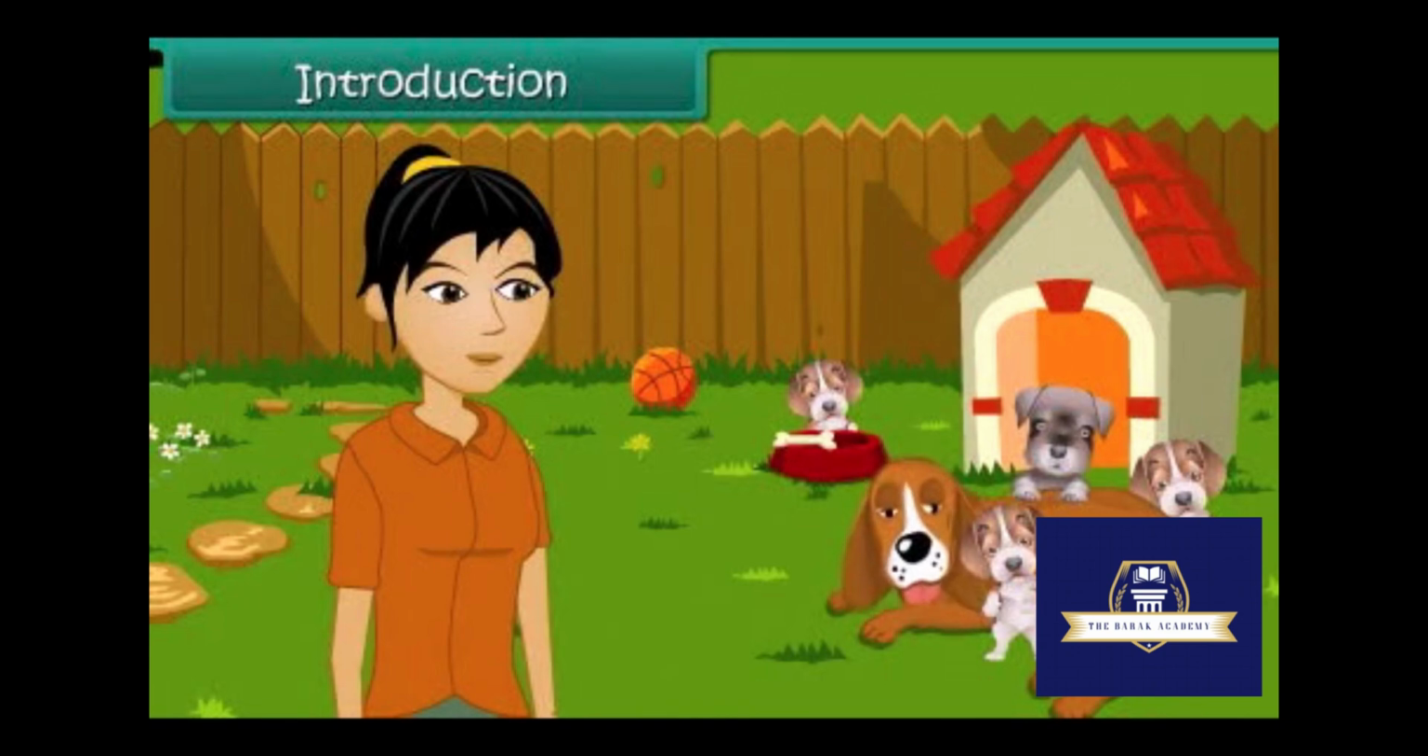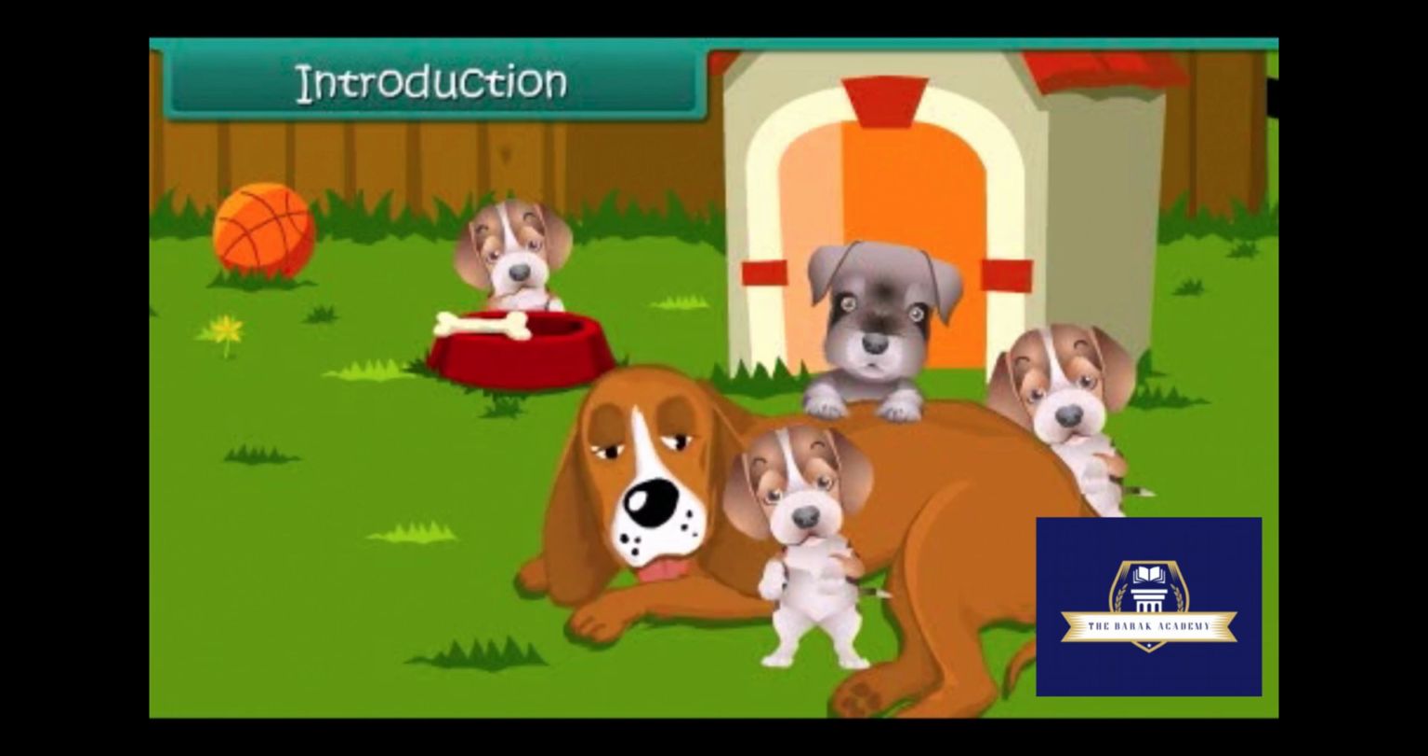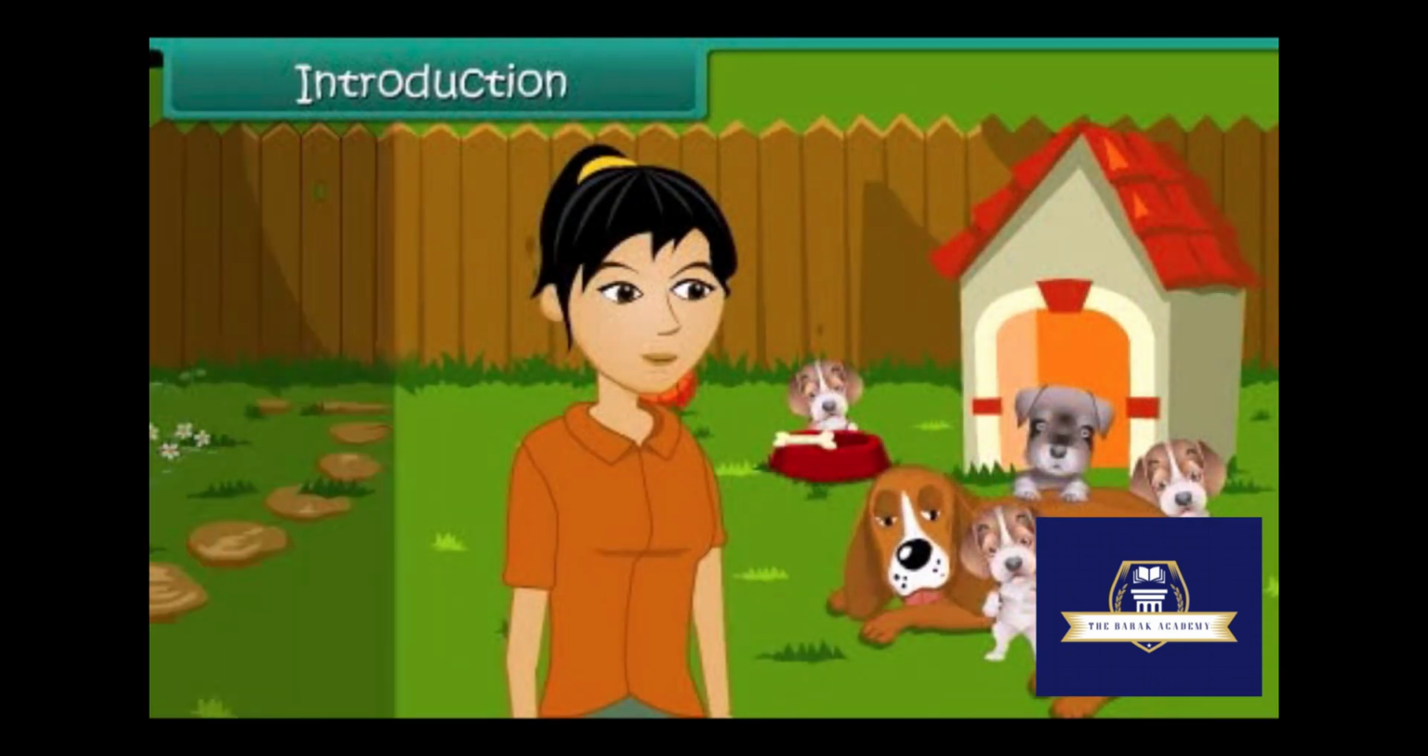Avani is very happy today. Her pet, Iris, has given birth to 4 little puppies. The puppies are very soft. They look and feel like cotton balls. Avani is eagerly waiting for the puppies to grow up so that she can play with them.